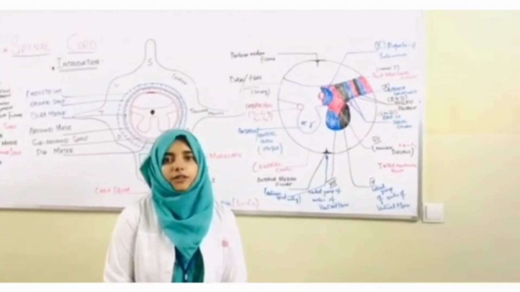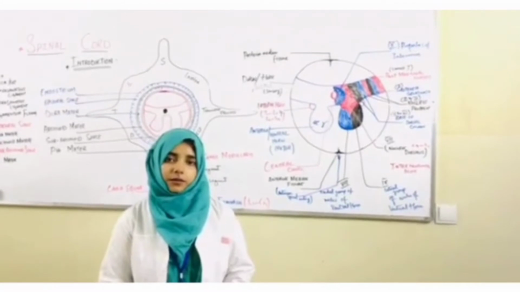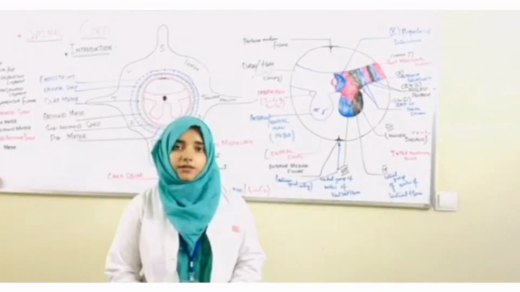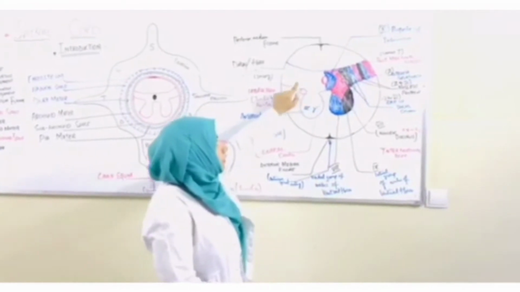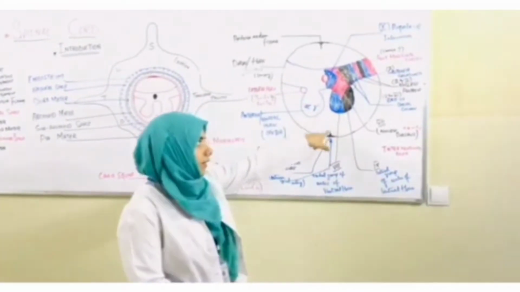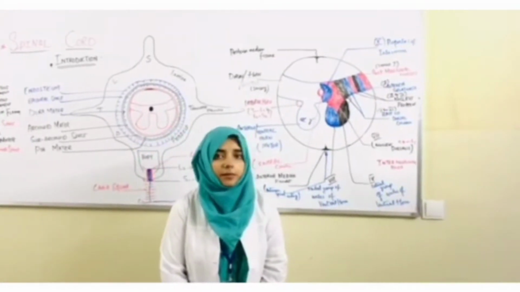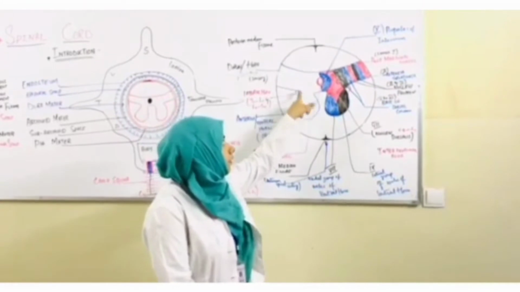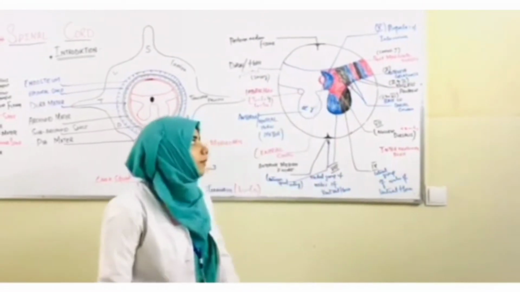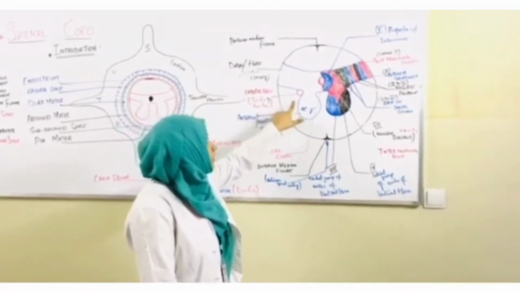When we talk about the grey matter and white matter in the spinal cord, the outer part is covered by the white matter that contains axons, and it is made up of the dorsal white column, lateral white column, and the anterior white column or ventral white column. And then the grey matter is in the center in the form of an H-shape or butterfly shape that contains the cell bodies, and it consists of the dorsal horn, lateral horn, and anterior horn.